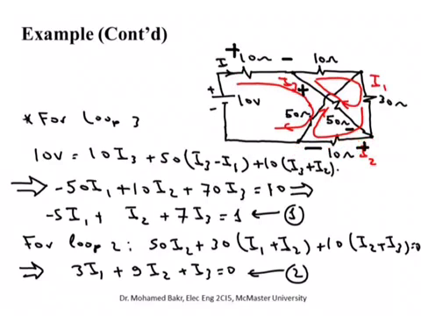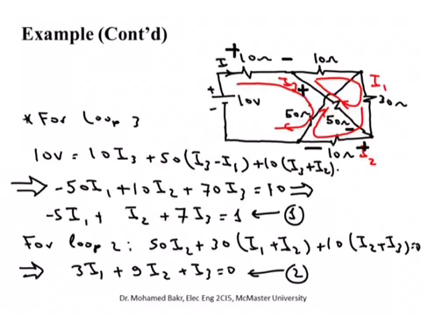10 volts is equal to 10 I3, plus this resistance here, which is 50, multiplying I3 minus I1, plus this one, which is 10 ohm, multiplying I3 plus I2. In this branch, I3 and I2 flow in the same direction, so you add them. While in this branch, I3 and I1 flow in the opposite direction, so you subtract them.